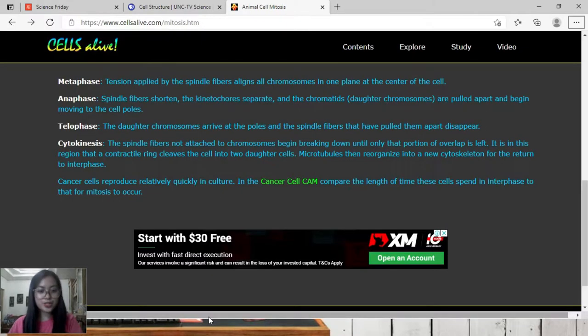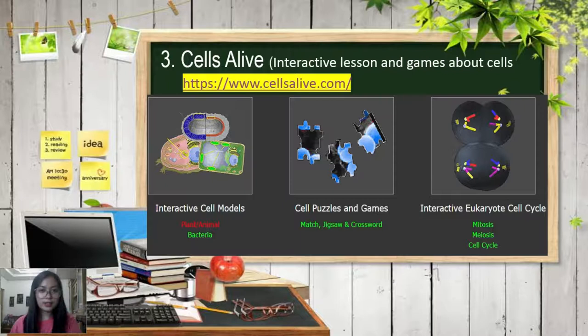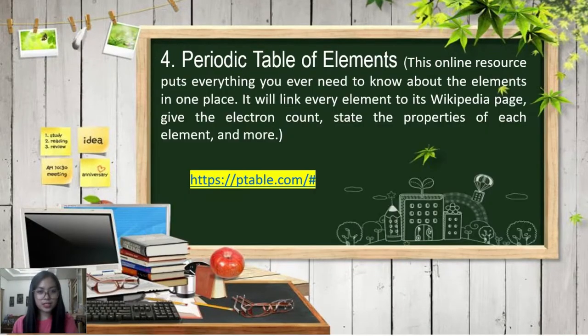Now let's proceed to another interactive links that we could use in teaching science. There are also online resources to teach periodic table of elements. So periodic table of elements, they are found in grade 7. We could also use, there are also for grade 8, 9, as well as for grade 10.